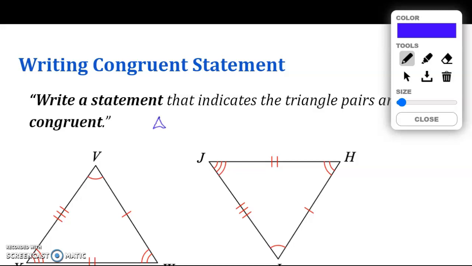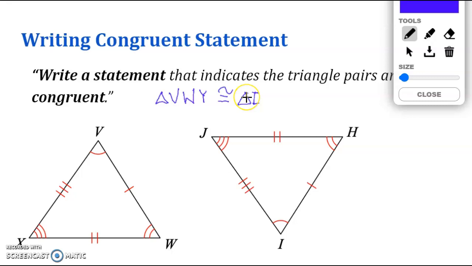So triangle V is the one with 1 notch, W is the 2 notch, and Y is the 3 notch, is congruent to, V has 1 notch, which is the corner with 1 notch. It is I, just in case you cannot see. Triangle I, and W has 2 notches or 2 arcs, and H has 2 arcs, and then finally J has 3 arcs. So triangle VWY is congruent to triangle IHJ. That's it for today.